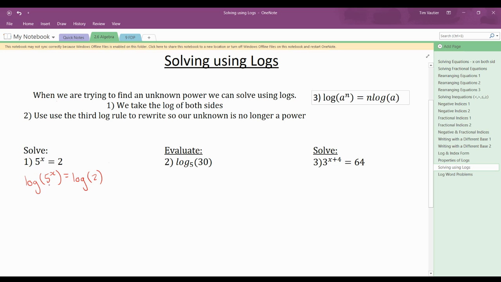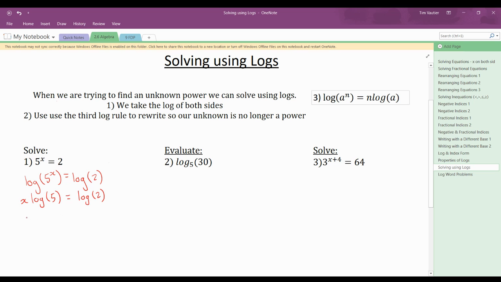Now we've got this over here on the left. Remembering back to our third property of logs, if we have the log of something with a power, that power can essentially come down in front. Previously, to simplify to a single log, we'd been working the other way, but now we can take the power and bring it outside. So we're going to have x log 5 being equal to log 2.